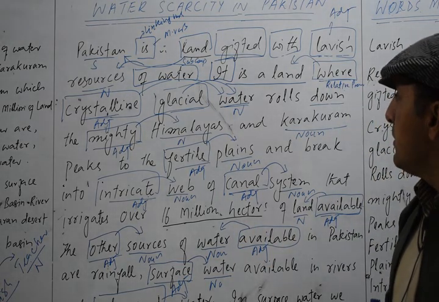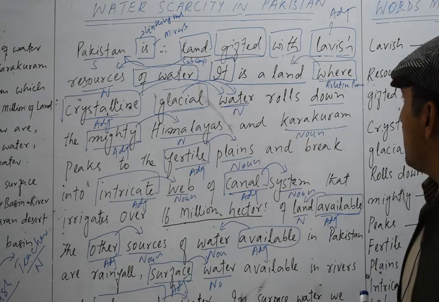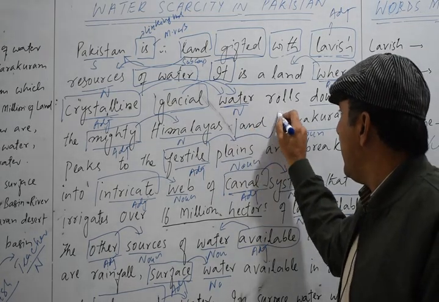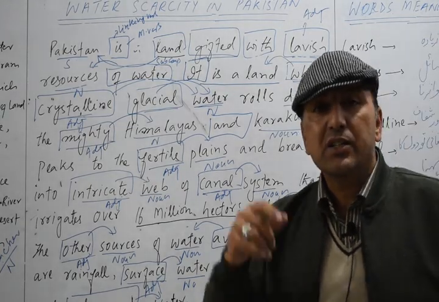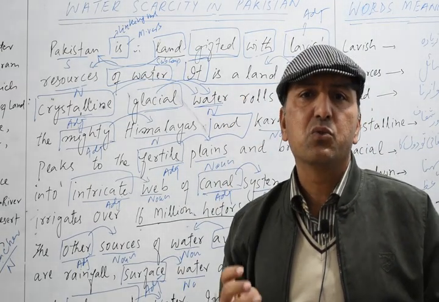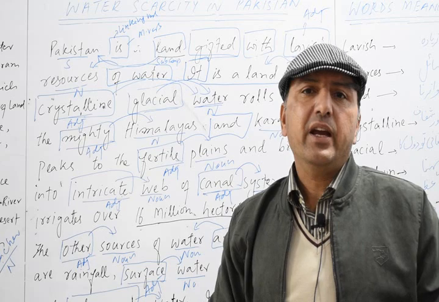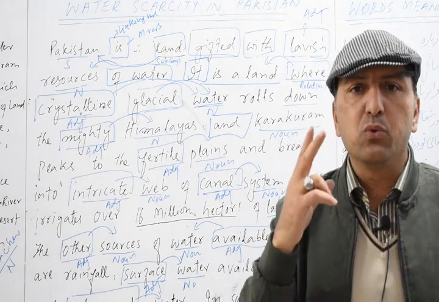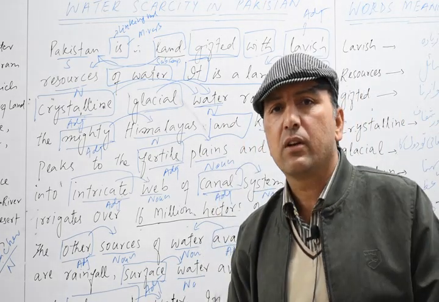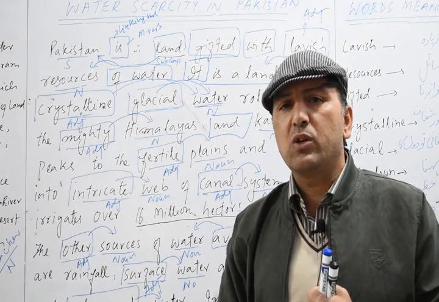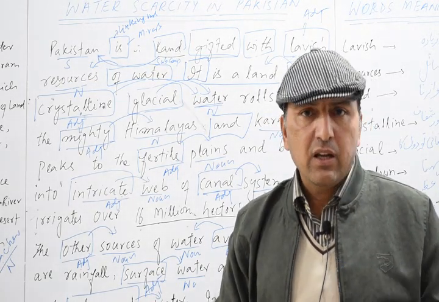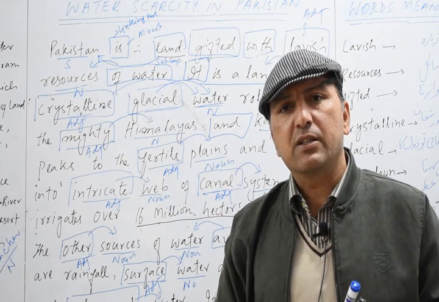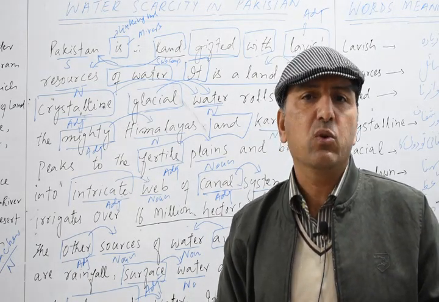Now the next word we have is and. And you should know it is also a conjunction. It also combines two words, two phrases, two clauses. But basically we have three types of conjunction. One is what we call coordinate conjunction. Then we have subordinate conjunctions. The next we have correlative conjunction.